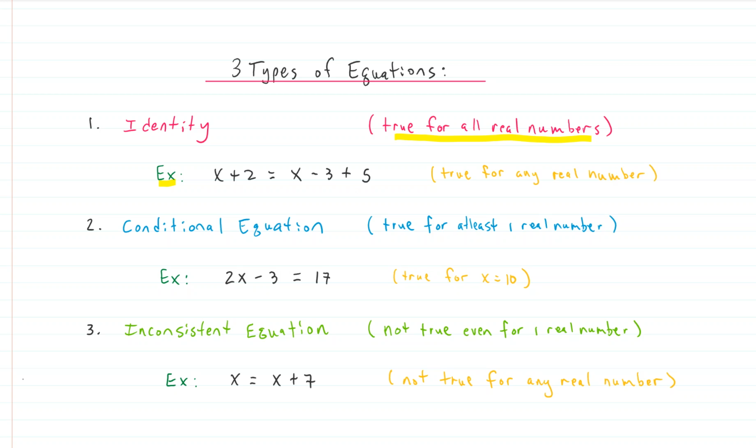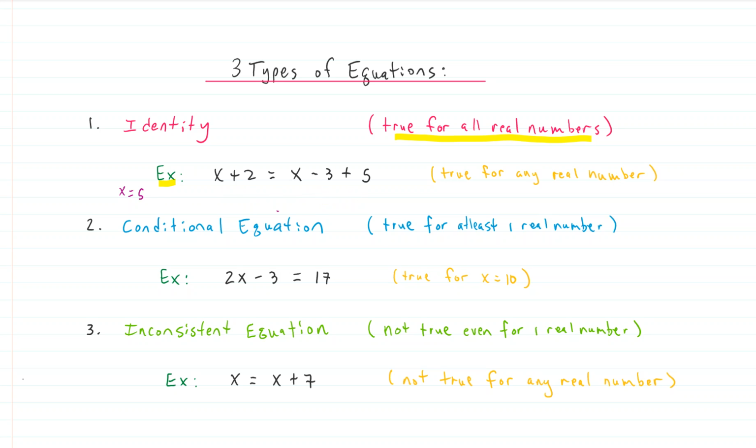If we chose something to plug in, let's choose, say, x equals 1. So if I plugged in 1 here, I'd have 1 plus 2, which gives me 3, equals 1 minus 3 plus 5, which also gives me 3. So 3 equals 3.